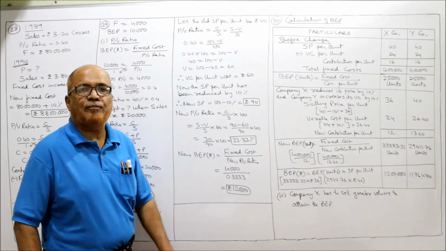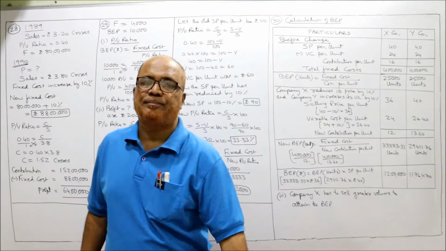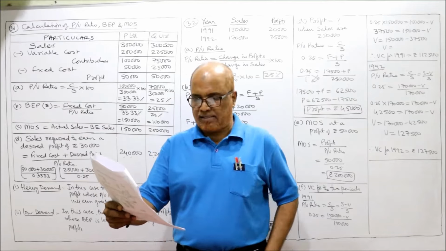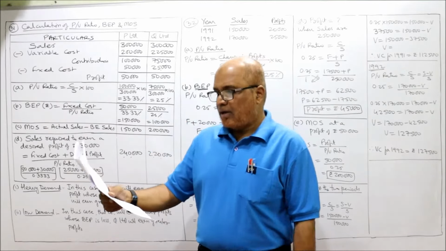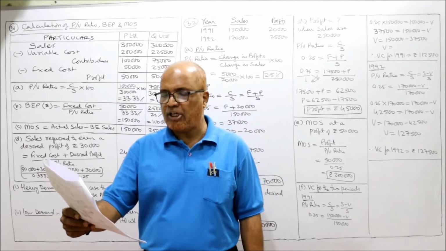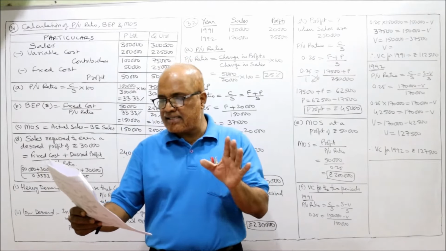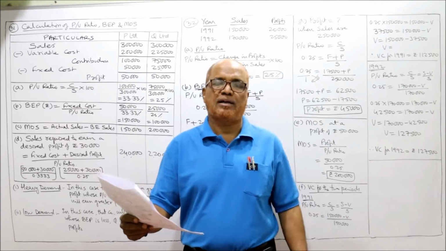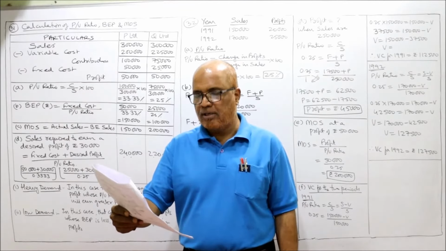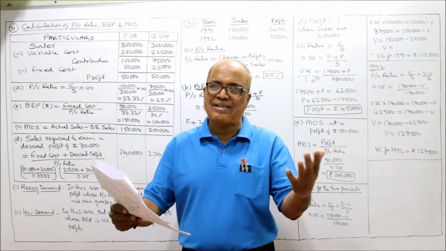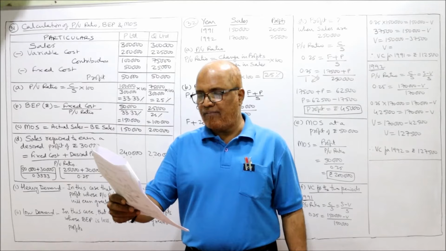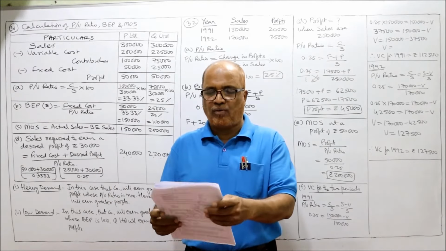This is the end of problem number 30. Now we start the next problem, problem number 31. See the 31st problem. Two competing companies, P Limited and Q Limited, produce and sell the same product in the same market. So two competitors are there, P Limited and Q Limited. They are producing and supplying in the same market. For the year ended 1991, their forecasted profit and loss accounts are as follows.